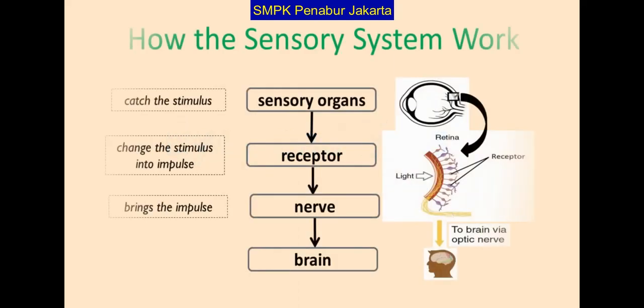How does our sensory system work? Our sensory organs catch the stimulus. Then receptor in the sensory organ change the stimulus into impulse or electrical signal. Then nerve bring the impulse to the brain, so our brain can give the interpretation. For example, eyes catch the stimulus in the form of the light. The photoreceptor in retina change the light into impulse. Then the impulse travels to the brain through optic nerve.